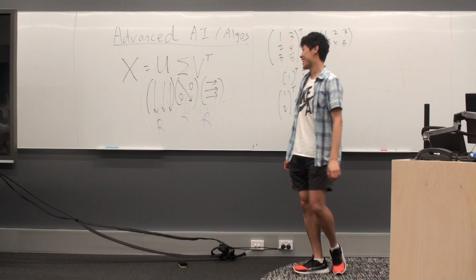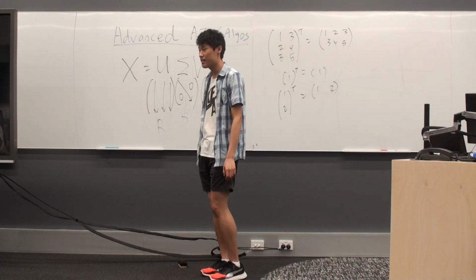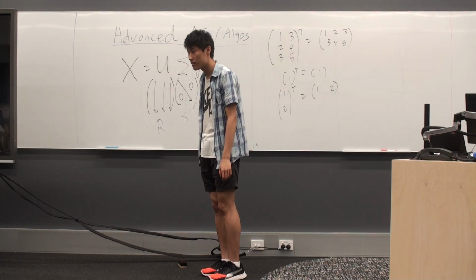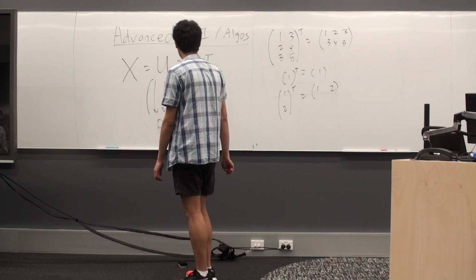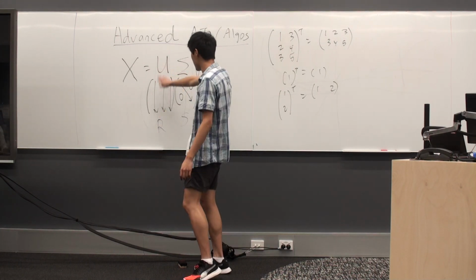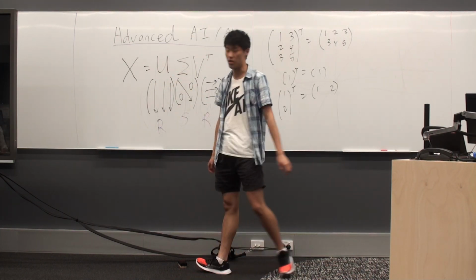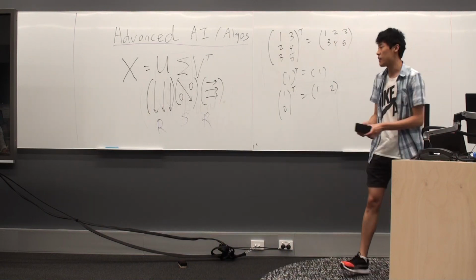And V transpose should be the row matrix, right? Sorry, U is the column matrix and V transpose should be the row matrix. Correct. So U is columns, V is rows. That's right. I'll show you what's up.